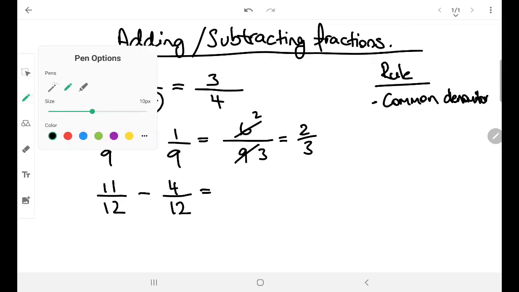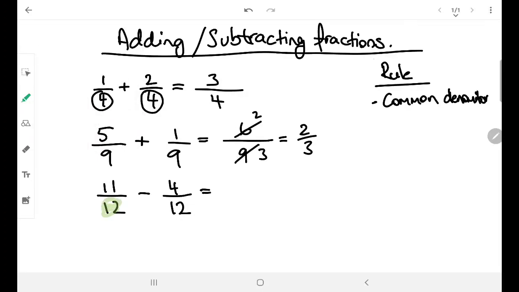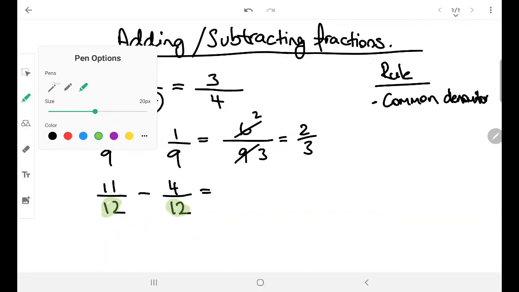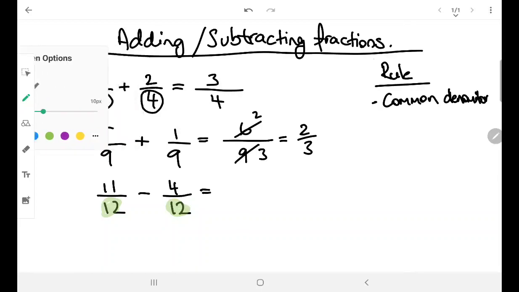So if I just circle that, that's what I mean by common denominator. These numbers here are common denominators. They're both 12. So we can actually do this calculation without making any changes, and that's going to be equal to 7/12. All right. So that's going to be our final answer.